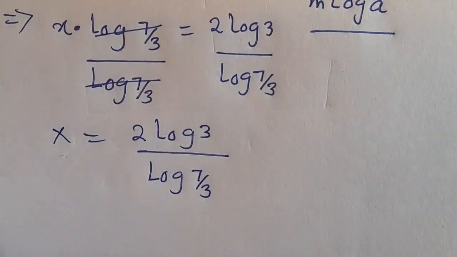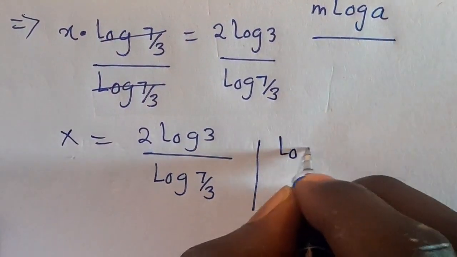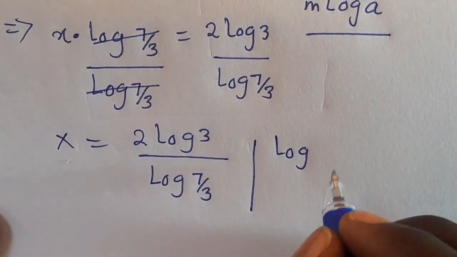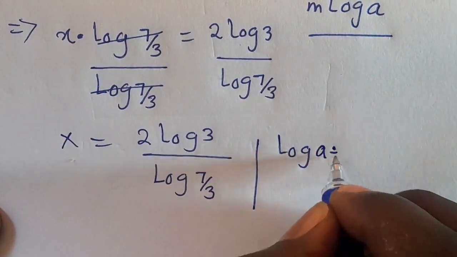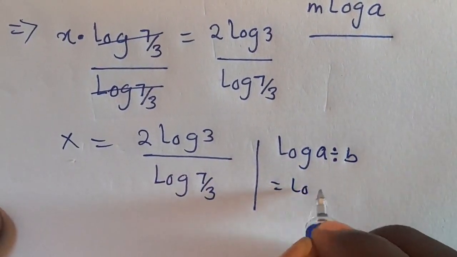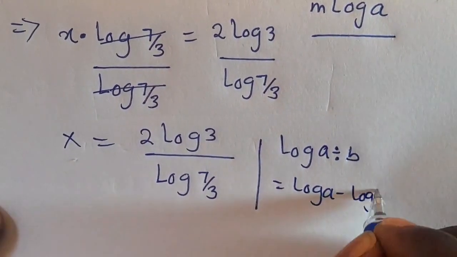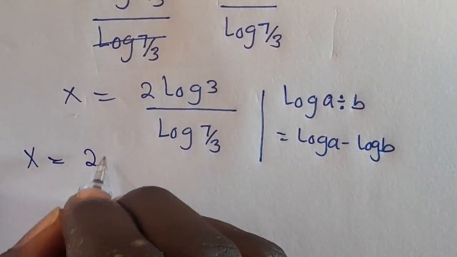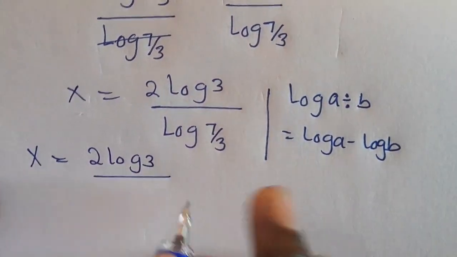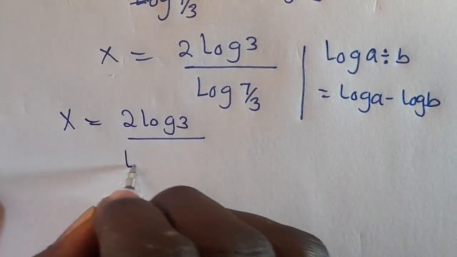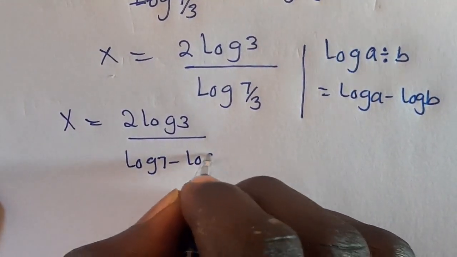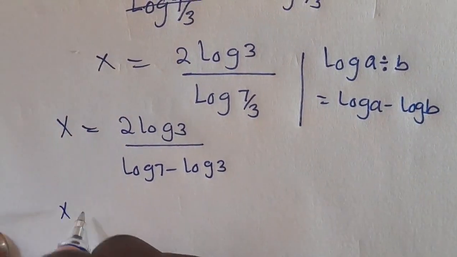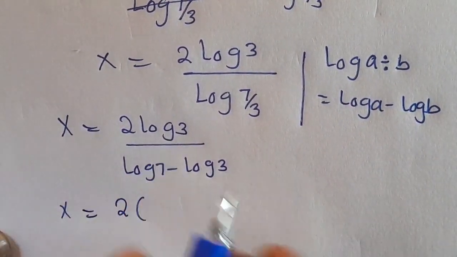Now, let us recall that when you have log a divided by b equals log a minus log b. So by applying this one here, we have our x to be equals 2 log 3 divided by, this one will be log 7 minus log 3.